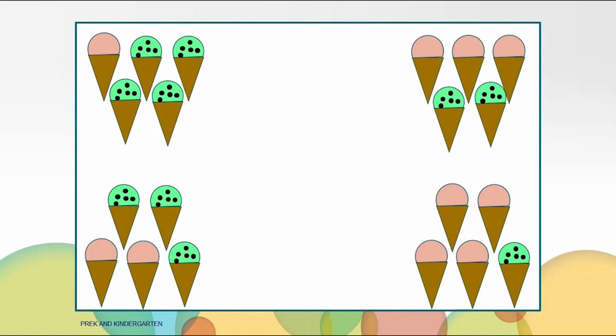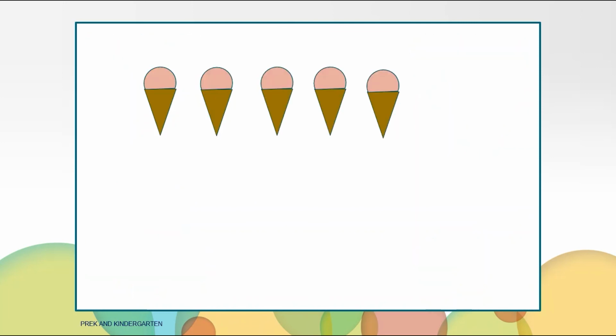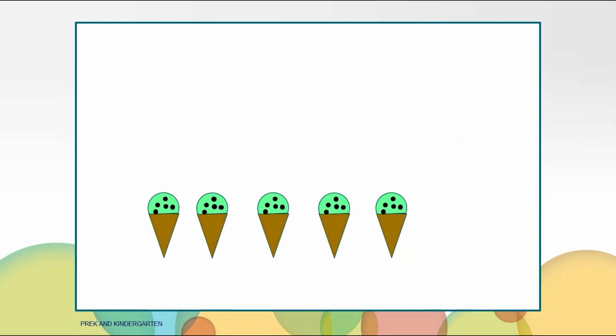See, there were 4 answers I could have using 5 cones with some strawberry ice cream and some mint chocolate chip ice cream. Some of you may be wondering why we couldn't have 5 strawberry and no mint chocolate chip. Or why we couldn't have 5 mint chocolate chip and no strawberry. Well, that's because my story problem said I had 5 cones and some were strawberry and some were mint chocolate chip. Some means there had to be at least one of each kind.